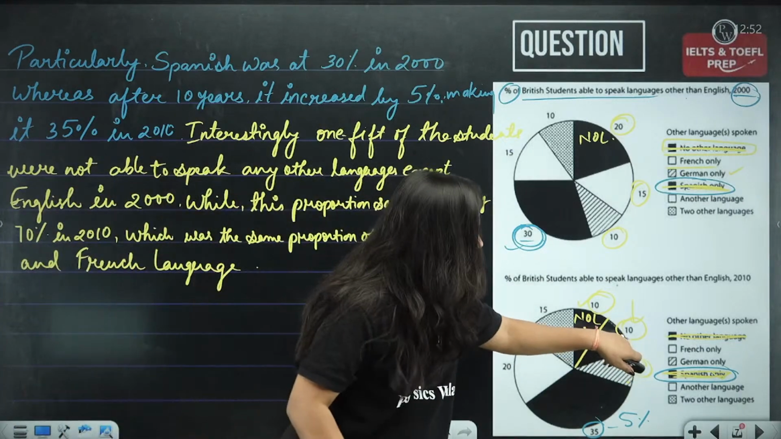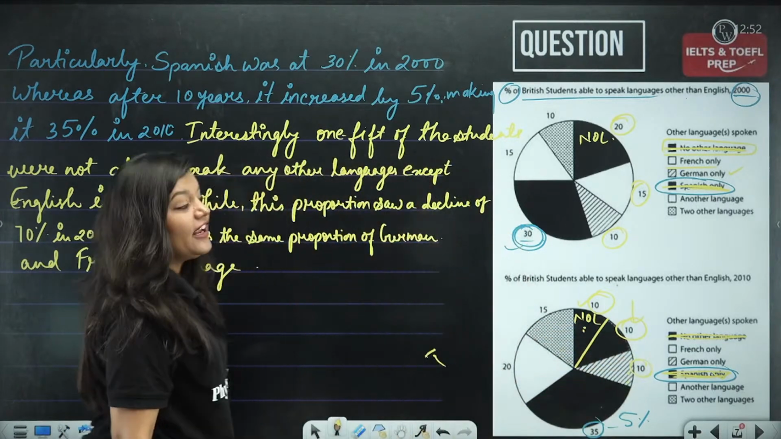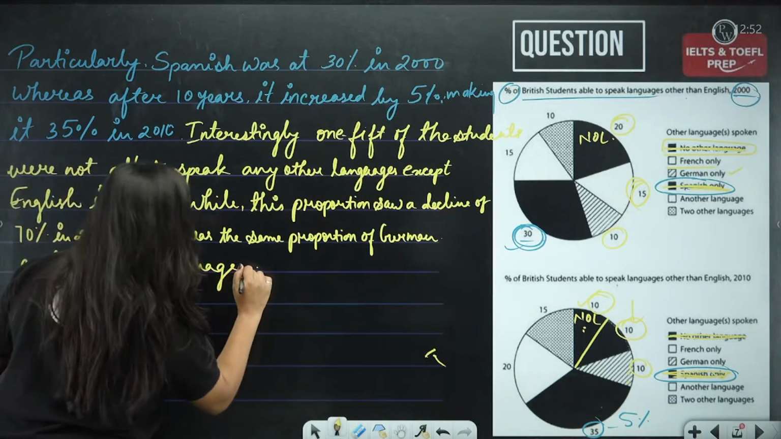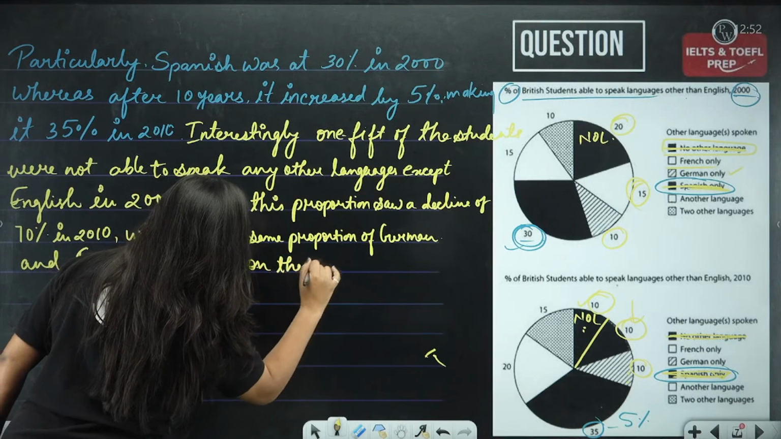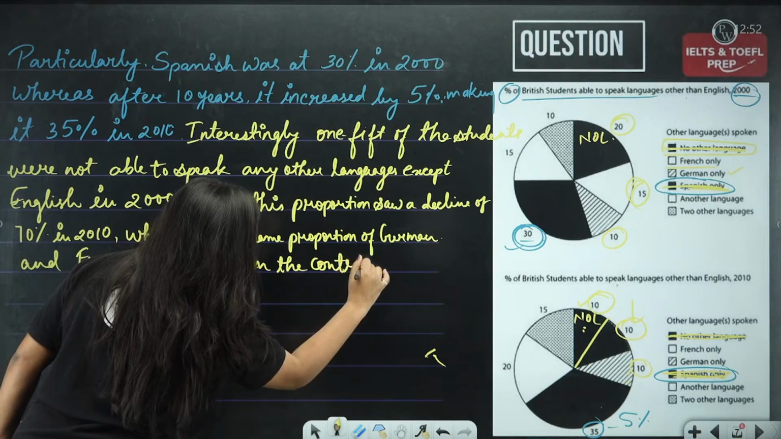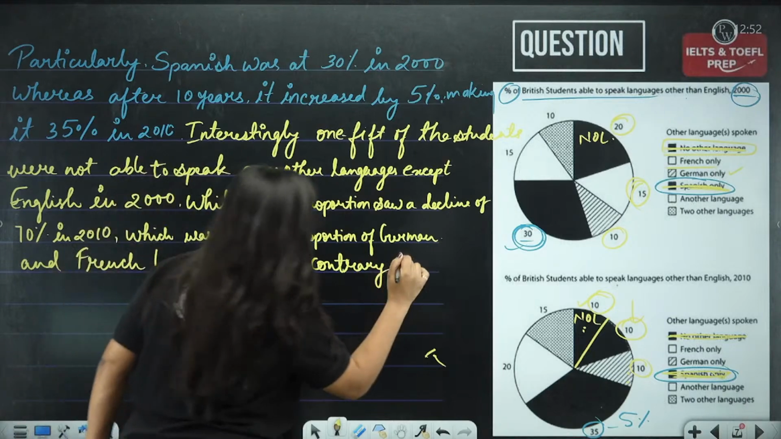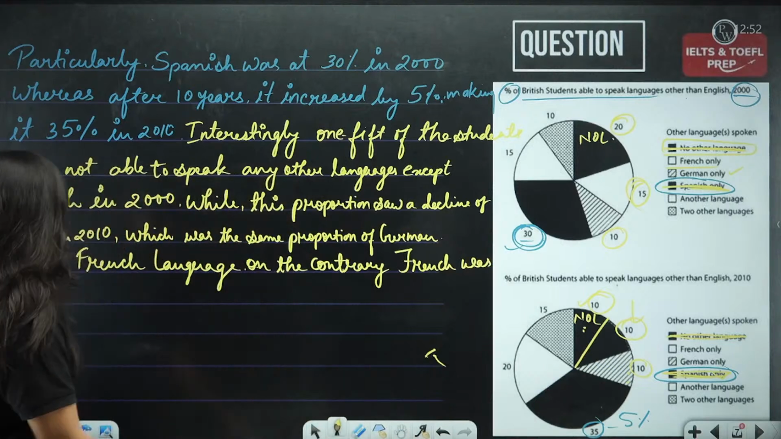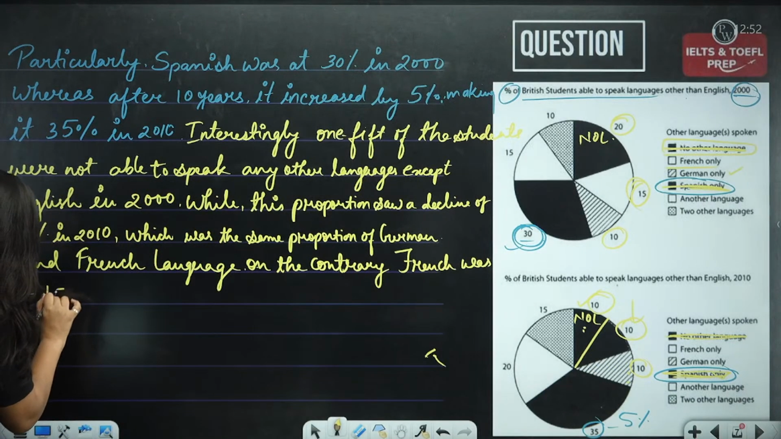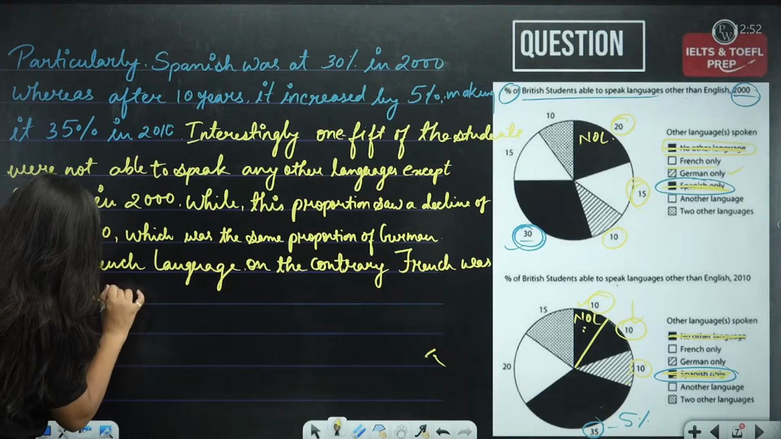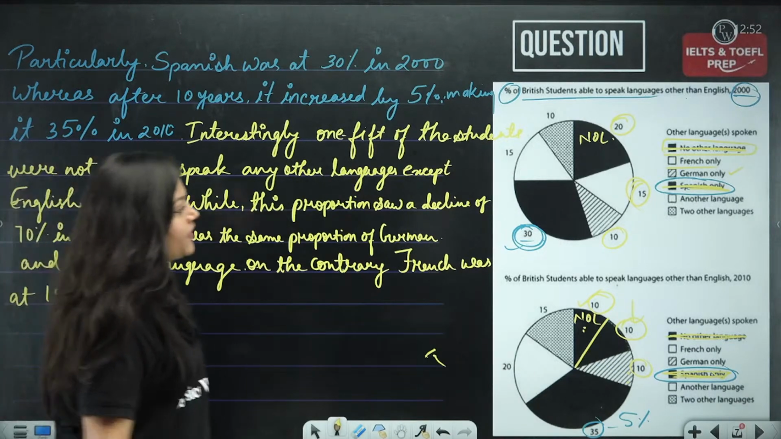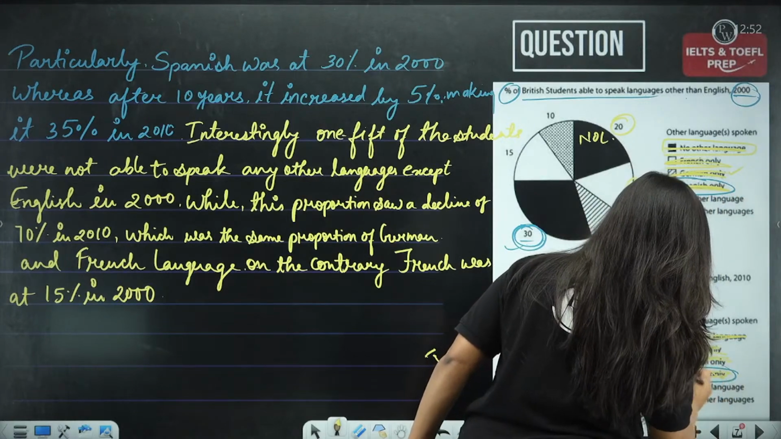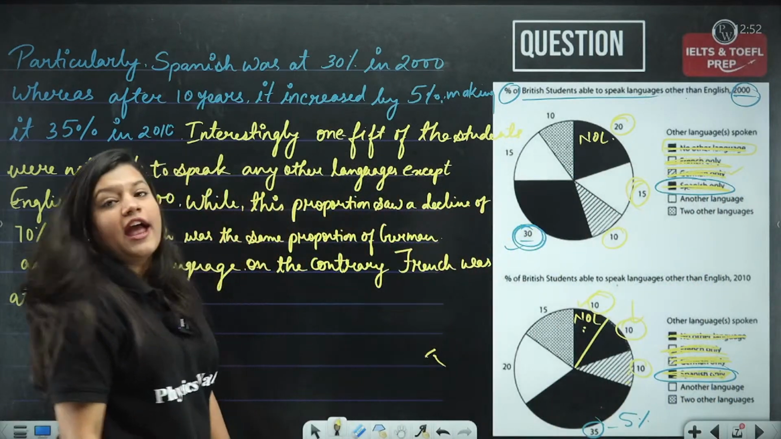अब मैंने यहां पे बोला फ्रेंच, it was same over here in 2010, but it was increased in 2000, right? अब यहां पे हम करेंगे on the contrary, because यहां पे contradiction आ रहा है. अब हमारे पास कितने डेटा कवर हो गए हैं? फ्रेंच हो गया है, जर्मन हो गया है, राइट? Now what we are left with? Another language and 2 other languages. क्लियर है?